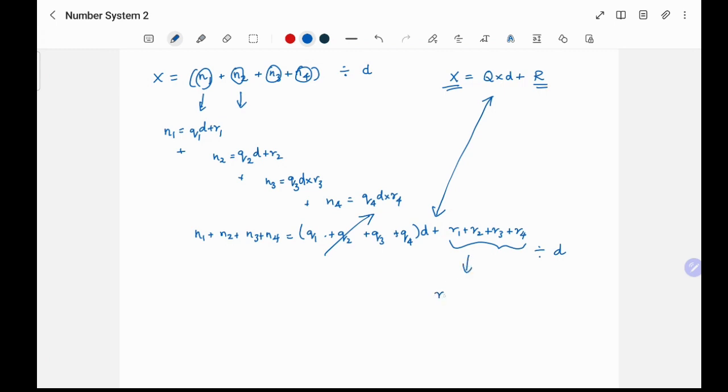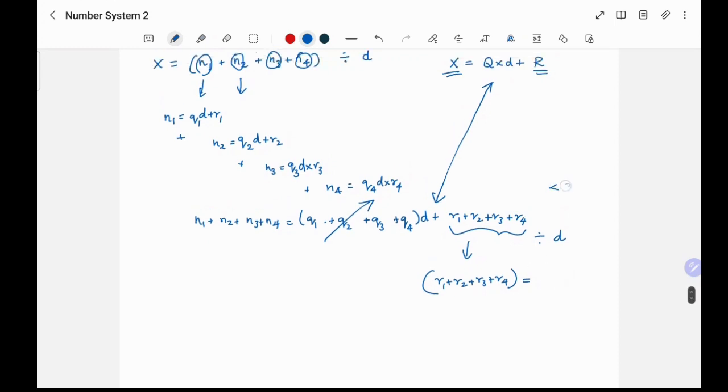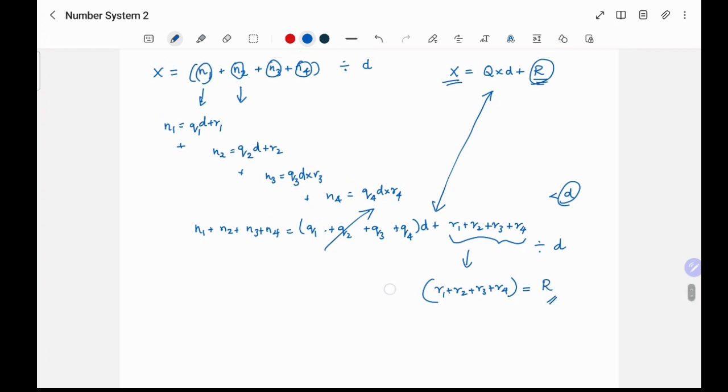So now we have r1 plus r2 plus r3 plus r4. If we repeat the same thing on this number, and finally end up with a number less than d, then we can say it is the remainder r. So that is why it is working. This is because the quotients never come into the picture, and it is only adding the remainders of these individual numbers.